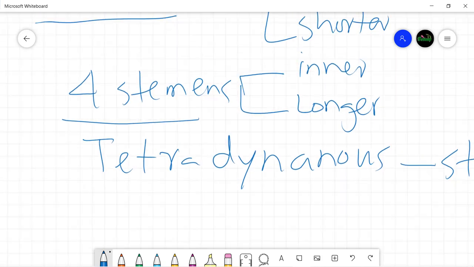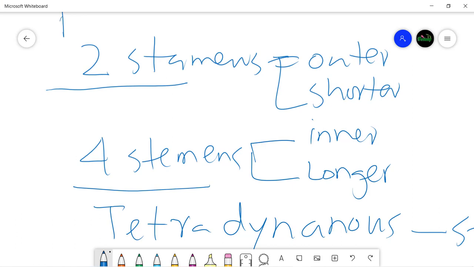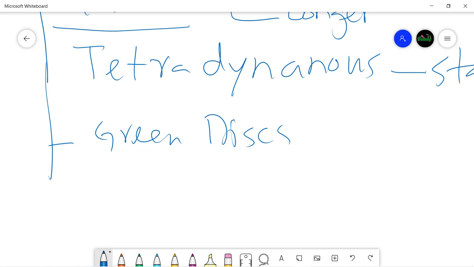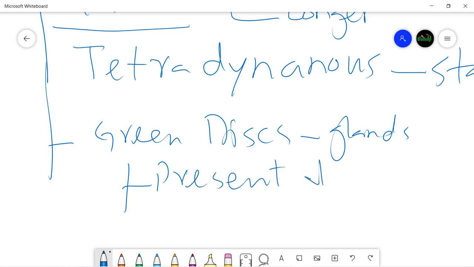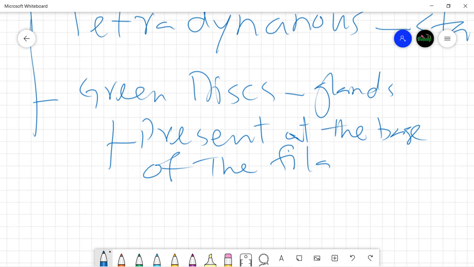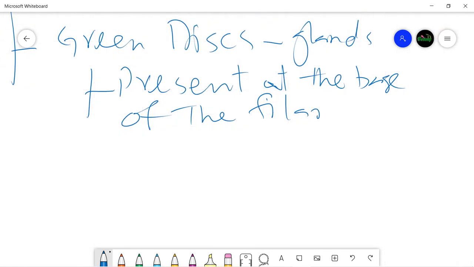Now there are green discs present at the base of the stamens. So we have green discs or glands, and they are present at the base of the stamens, at the base of the filaments of the stamen, or at the base of the stamen, whatever you like, at the base of the filaments.